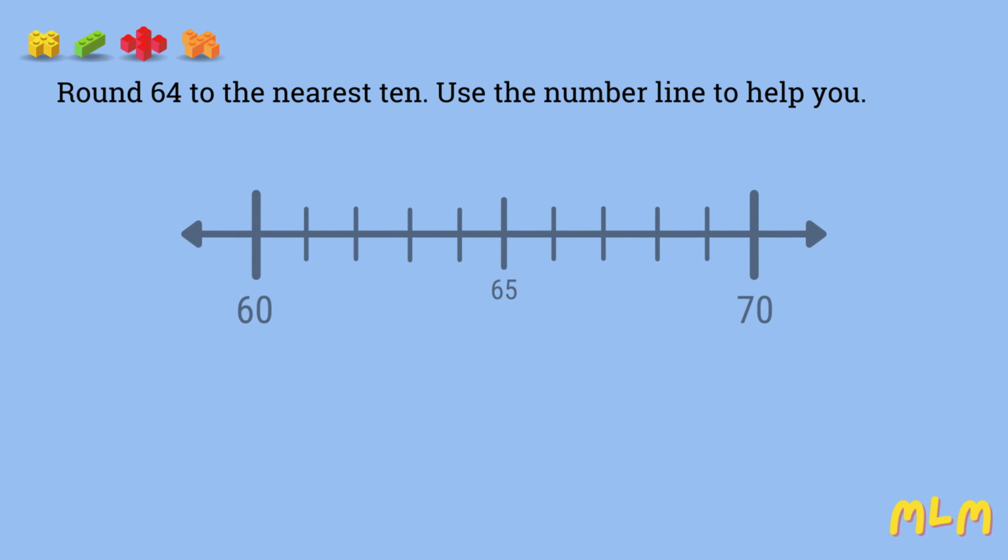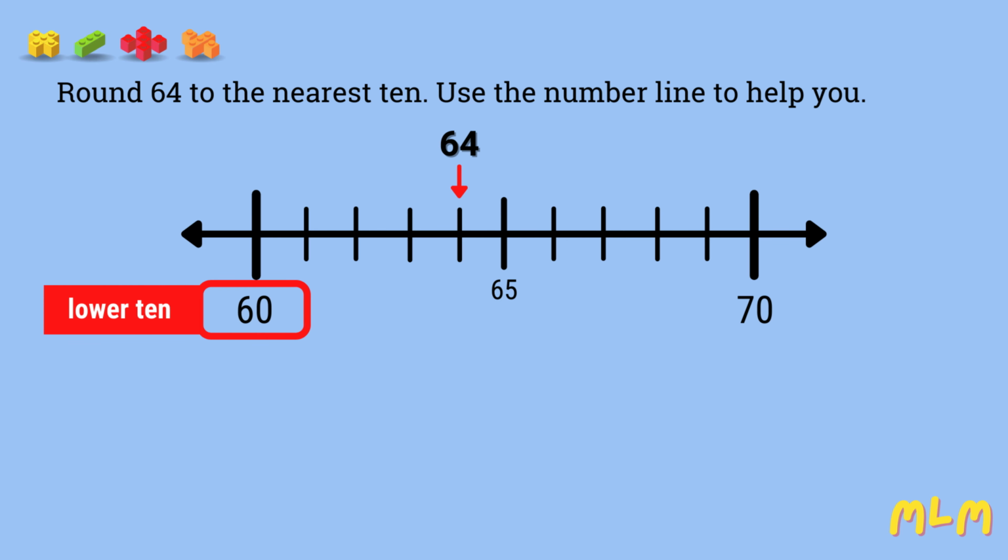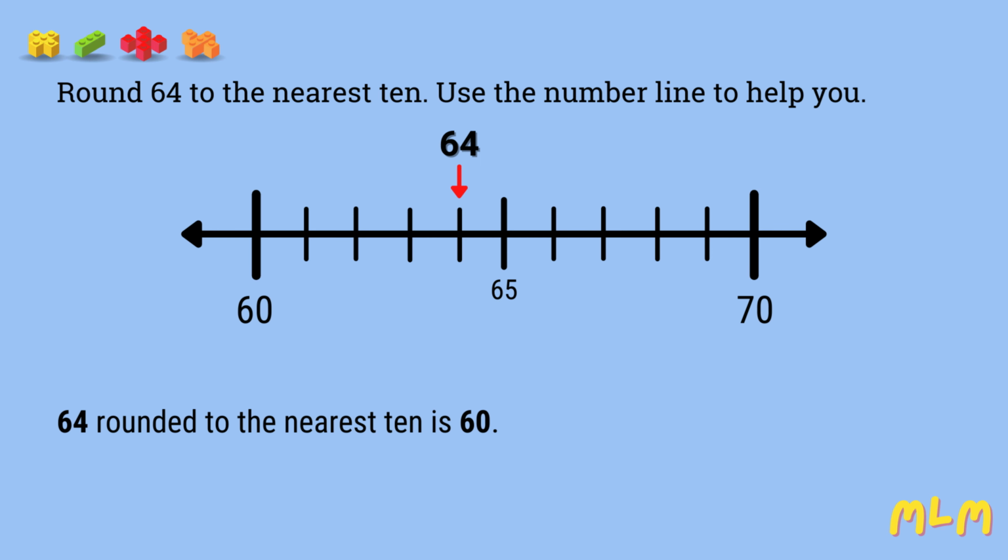Let's round 64 to the nearest 10. Use the number line to help you. 60 is the lower 10 and 70 is the upper 10. Which 10 is nearer to 64? Is it 60 or 70? 64 is smaller than 65 and it is near to the lower 10, 60. So we round it down to 60. 64 rounded to the nearest 10 is 60. 64 is approximately equal to 60.